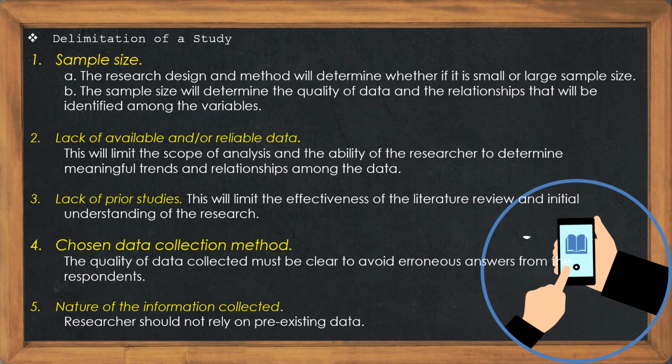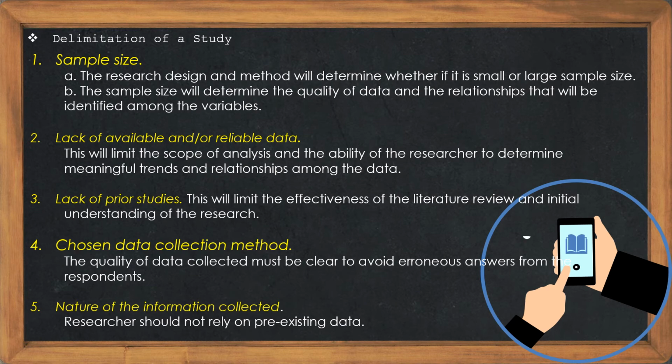Number 2, lack of available and or reliable data. This will limit the scope of analysis and the ability of the researcher to determine meaningful trends and relationships among the data. Lack of prior studies. This will limit the effectiveness of the literature review and initial understanding of the research. Chosen data collection method. The questions must be clear to avoid erroneous answers from the respondents.